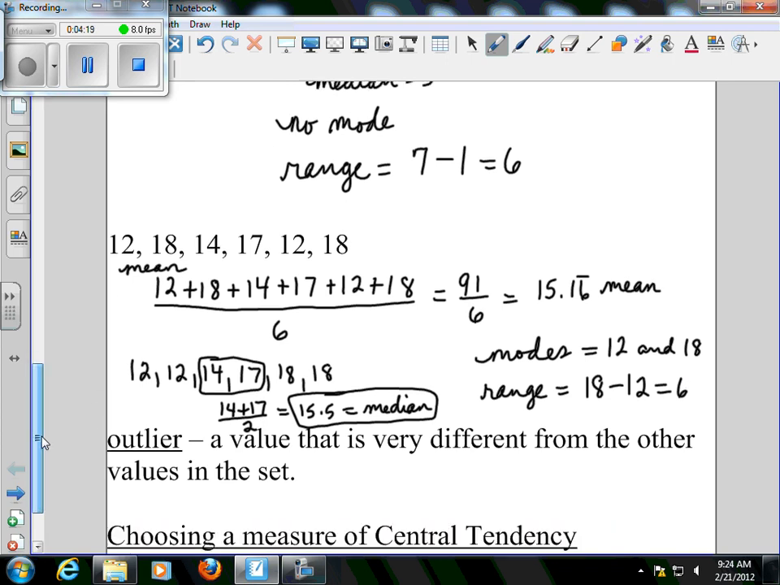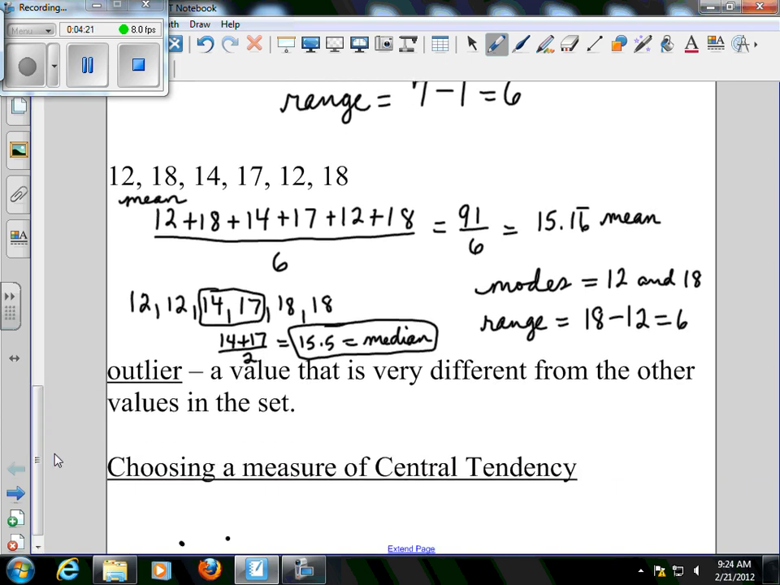Just to move on to give you a little bit of vocabulary, an outlier. An outlier is a value that is very different from the other values in the set. It could be an extremely high or an extremely low value. And these are things that you're going to be coming across today or next class when we actually are working on some problems in class. So just keep that in mind, an extremely high value or an extremely low value.